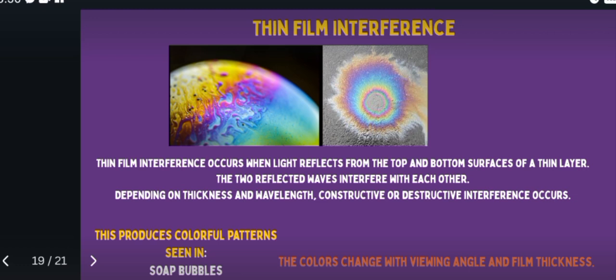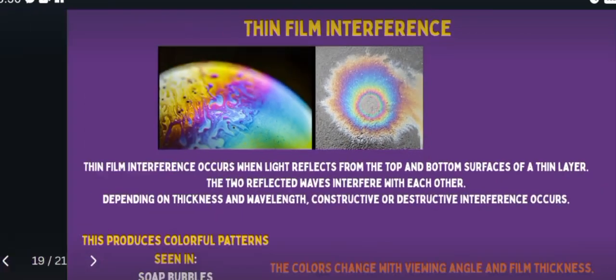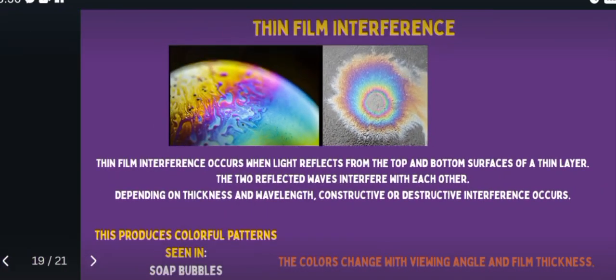So as you can see, this one is the example of oil films on water, right? So the colors change with viewing angle and film thickness. That's the thin film interference.